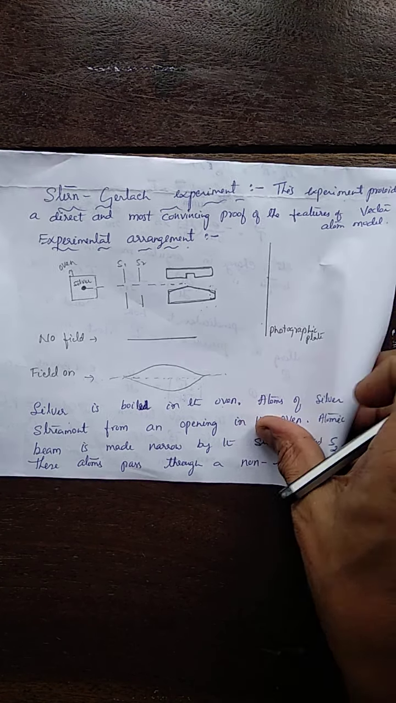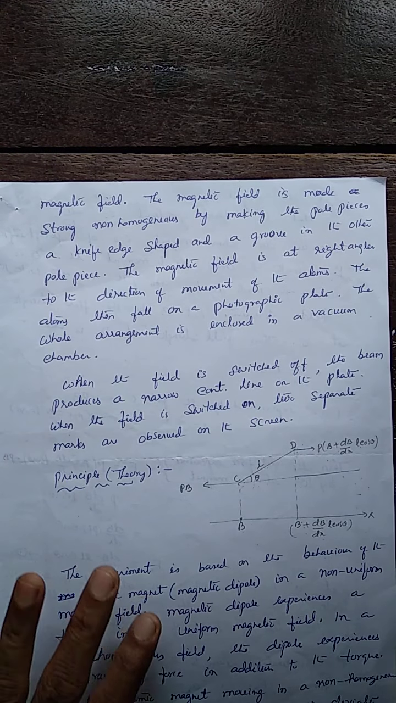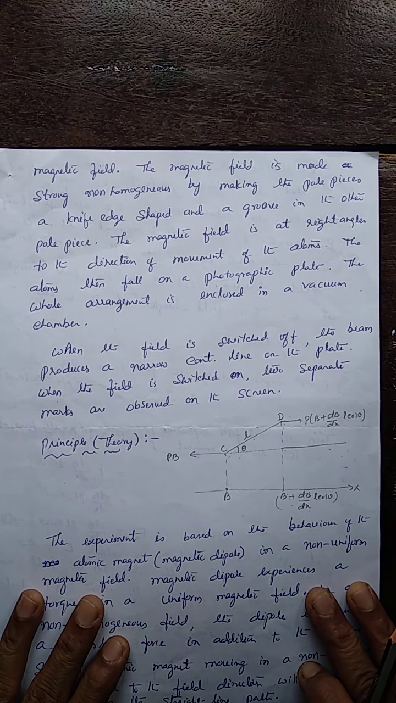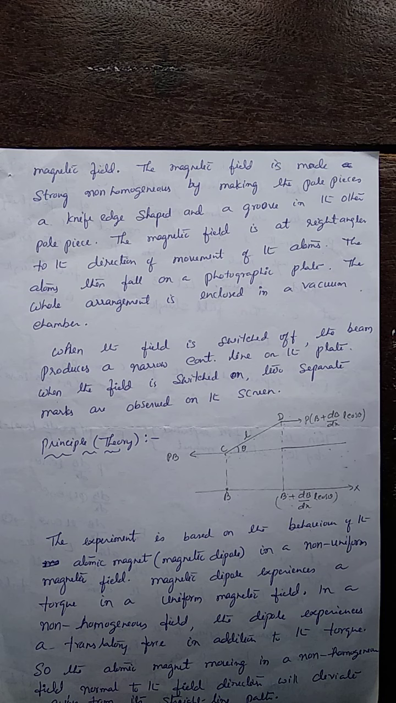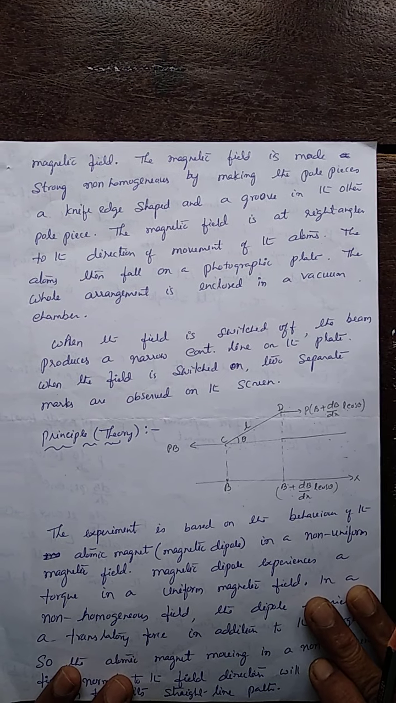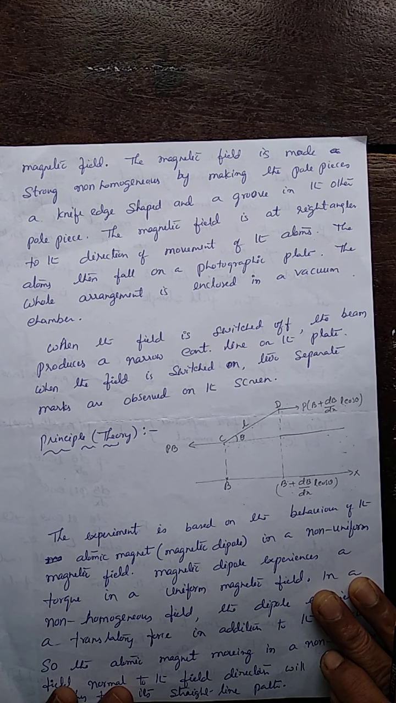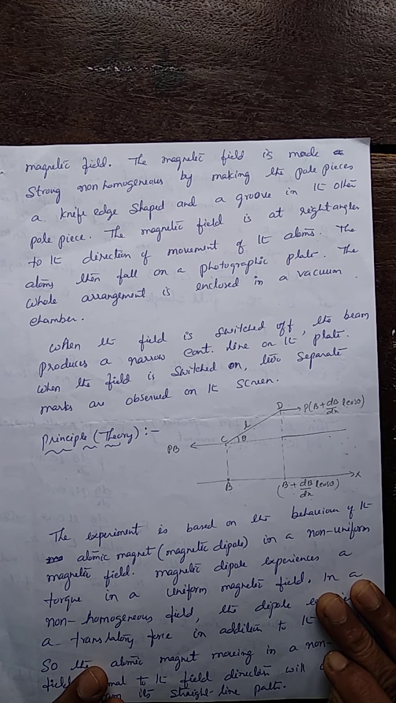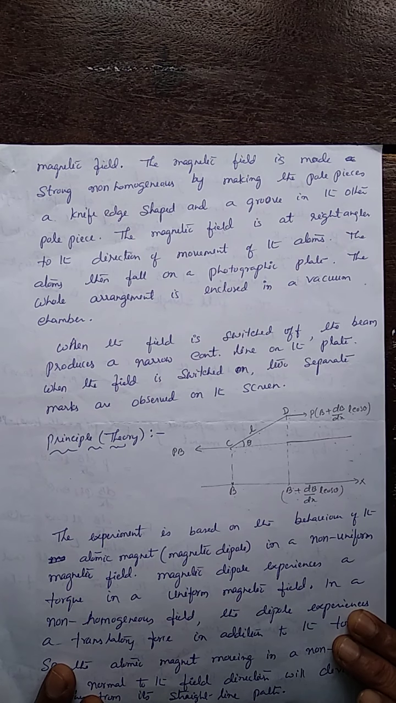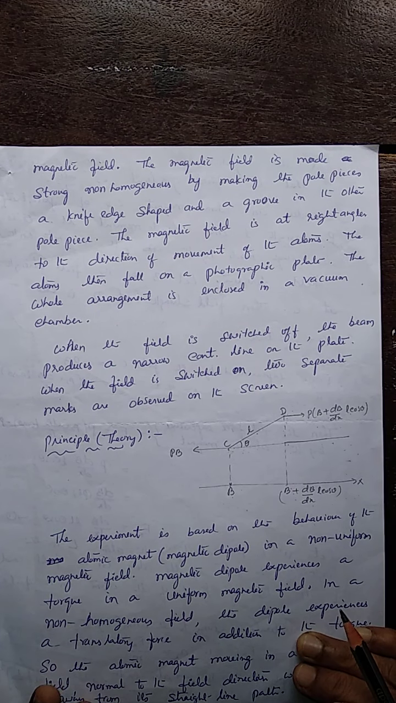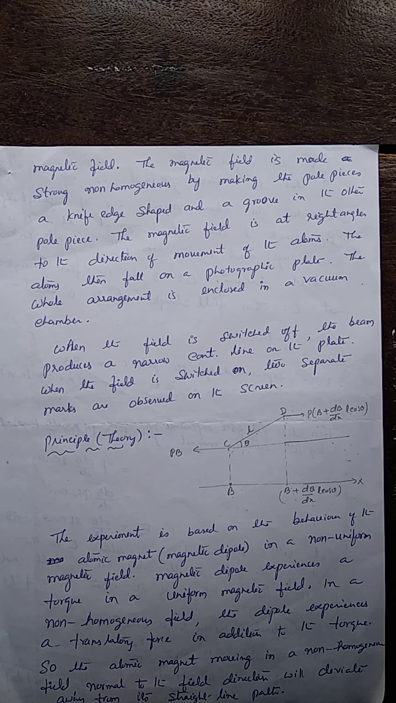And here, the two marks observed on the screen gave the idea that the atoms of the beam did not have the same deviation. Some were having deviations in one direction, some were having deviations in another direction. That's why, when the field was on, such a mark was observed on the screen.